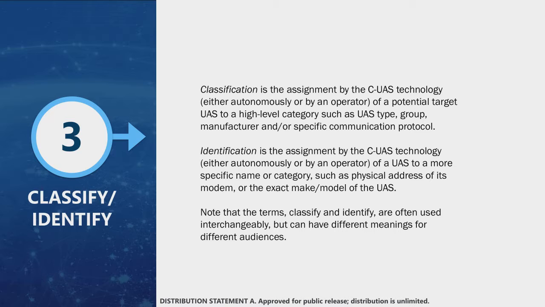Identification is the assignment by the UAS technology to a more specific name or category, such as the physical address of its modem or the exact make and model. So classification would be the manufacturer; identification would be the exact make and model. Basically, identification is a more narrow, precise classification, if that makes sense.